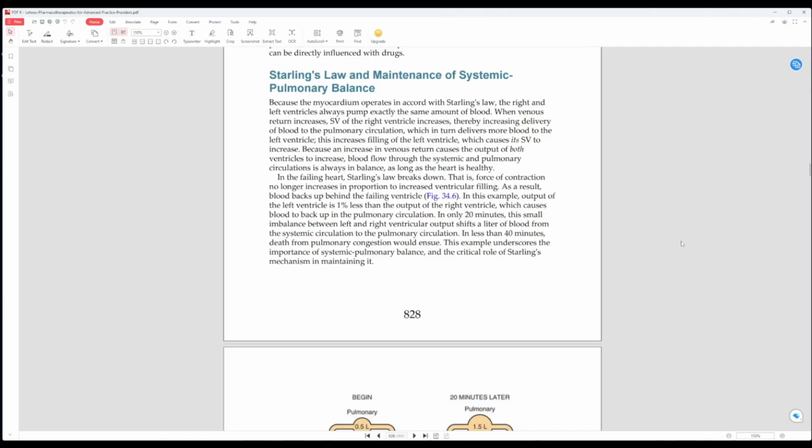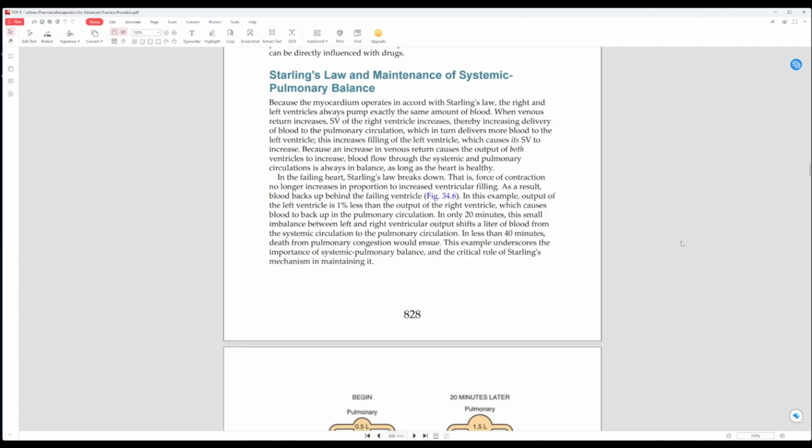Because an increase in venous return causes the output of both ventricles to increase, blood flow through the systemic and pulmonary circulation is always in balance, as long as the heart is considered healthy. In the failing heart, Starling's law breaks down.